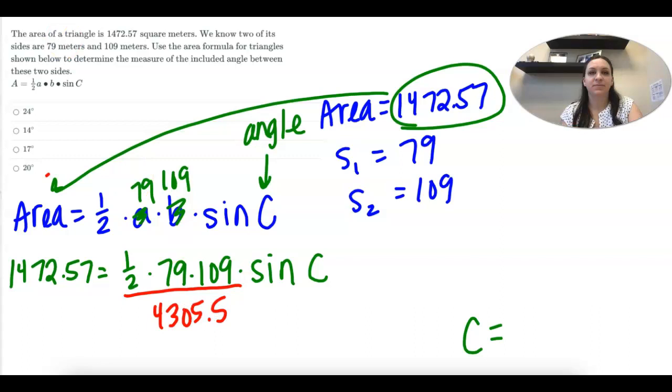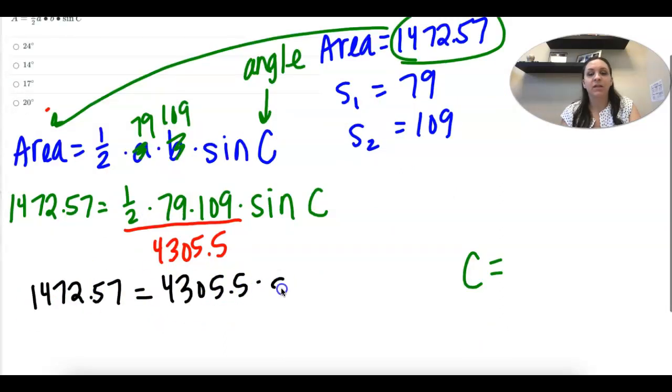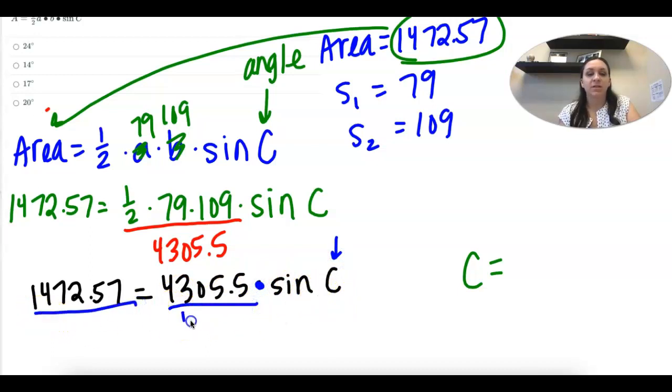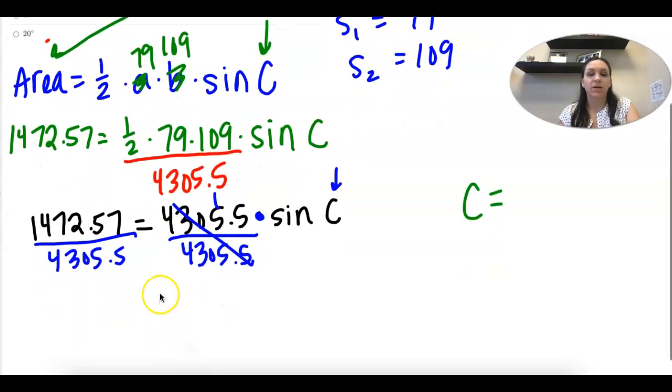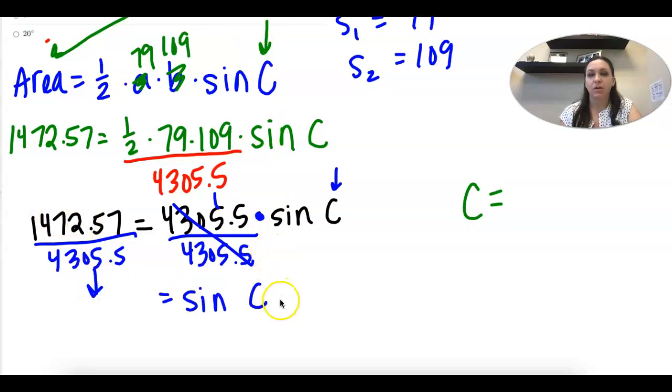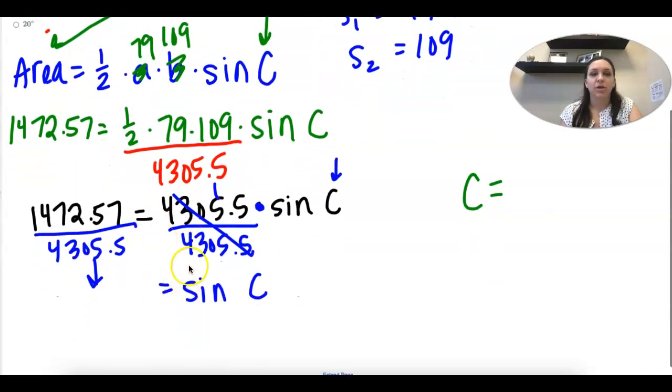Alright, so now we have 1472.57 equals 4305.5 times sine of C. Remember, we're trying to get C by itself. Right now we're multiplying this number by sine of C. The opposite of multiply is divide. So we're going to divide both sides by that new number. That is 1, and now we just have sine of C over here. Over here we have this fraction, which we can calculate, but I'm not going to yet, because the more you round, the more your answer gets off. So we'll leave it as a fraction.